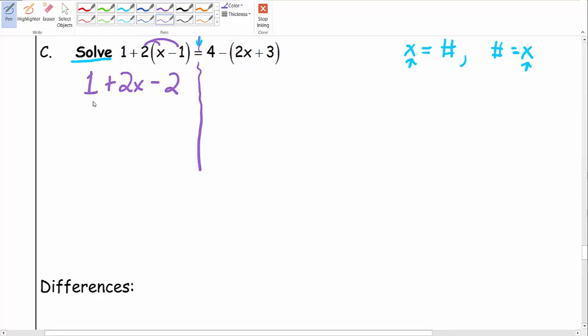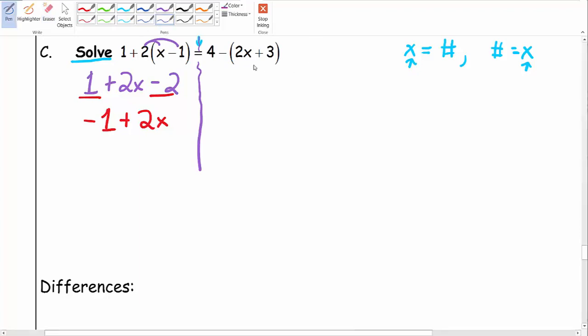Can we combine anything on the left side? In other words, are there numbers that we can go ahead and bring together? There totally are, this 1 and this negative 2. So 1 plus negative 2, or 1 minus 2, comes out to be negative 1 plus 2x. Now, unfortunately, we cannot do anything else on this left side. So what we're going to have to do now is go ahead and look at things on the right side of the equation.